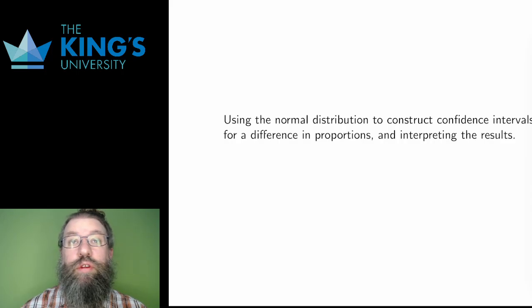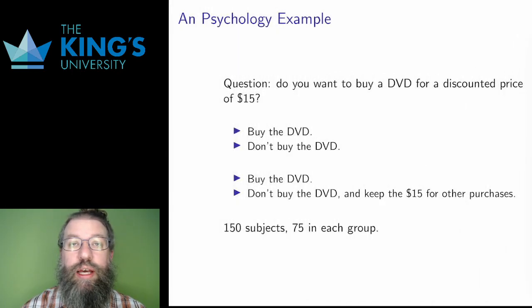The previous video used the normal distribution for hypothesis testing. Now we want to do something similar for confidence intervals. Again, these techniques tend to be specific to the type of statistic, so we will still be talking about a difference in proportions. I'll use the same data as last time.